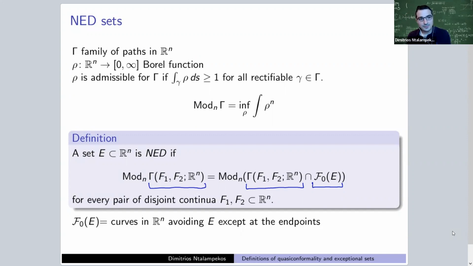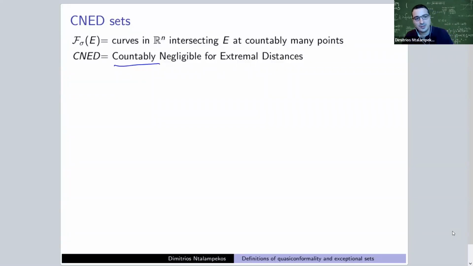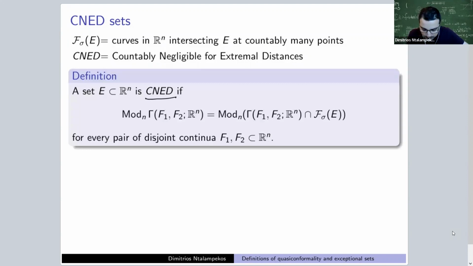Now we're going to introduce a much larger class of sets, the CNED sets. CNED stands for countably negligible for extremal distance. So we just introduce the word countably. And how do we define this? Well, we define F sigma of E to be the family of curves that intersect the set E at countably many points. And then we give the definition of a CNED set. A set is CNED if we have exactly the same definition as before, but now we have the collection F sigma instead of F0.